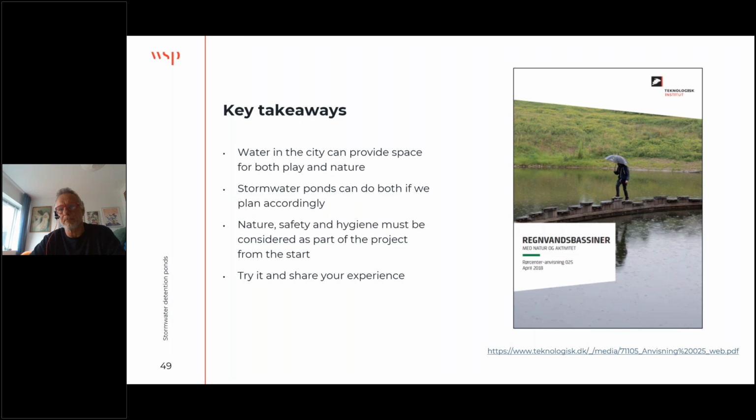Thank you. Next question is how to prevent eutrophication when you collect agricultural water in stormwater retention ponds.